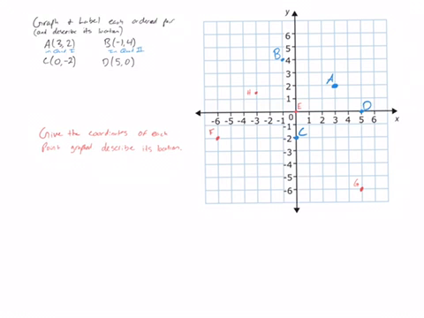Point C is on the y-axis. So we could just say on y-axis, but I'm going to be even more specific, and it's down in the negative area. So I'm going to say on negative y-axis. And D is on the x-axis and where the numbers are positive. So I'm going to say on positive x-axis.